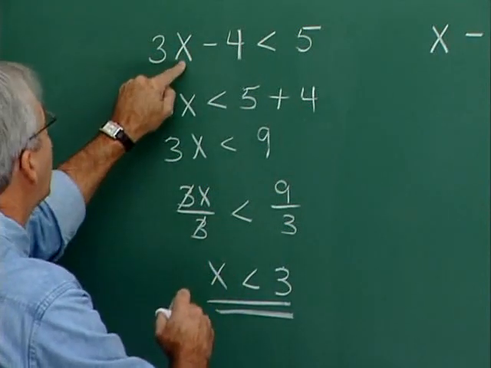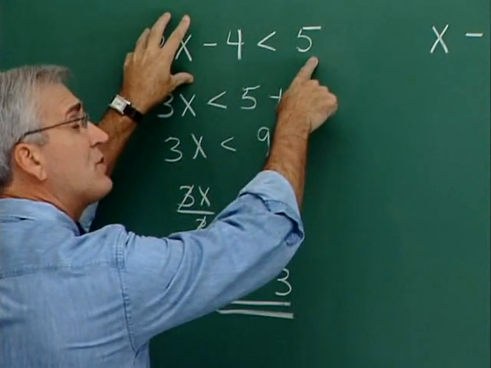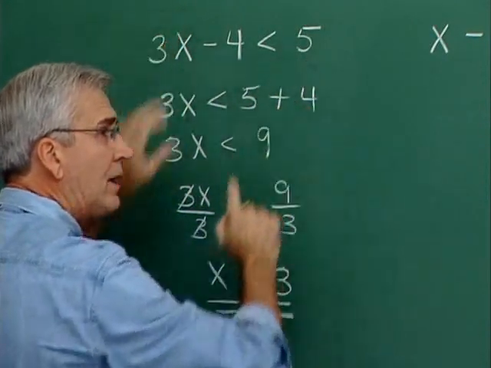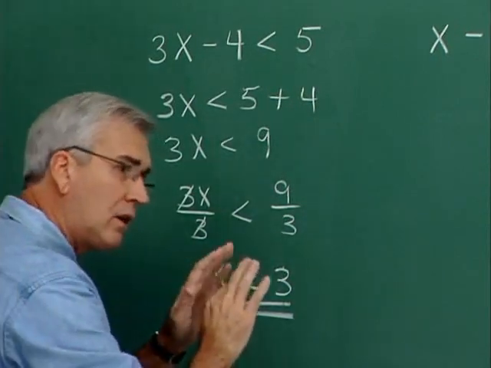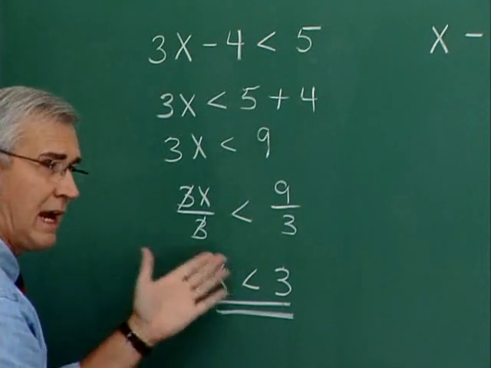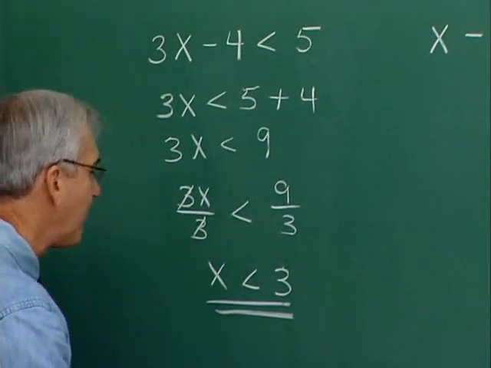Well, let's see. If x is replaced with 0, then this term goes out and we have -4 is less than 5. That's a true statement. So we know that 0 is part of the solution set. Now, we don't know exactly the complete solution set just by testing one point, but it sure gives credence to the idea that we probably have a correct answer here. Besides, this is a pretty easy problem.